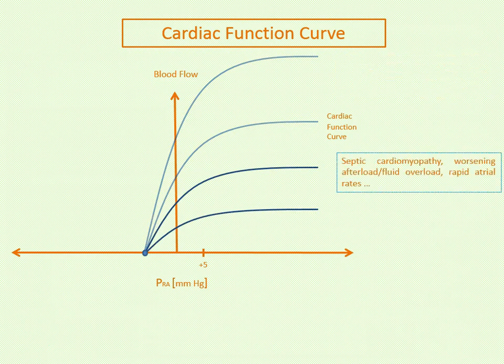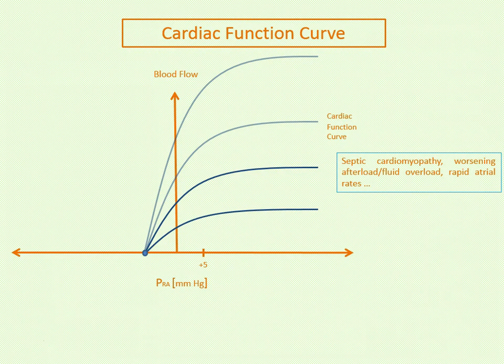Similarly, things that shift the curve down and to the right would be an evolving septic cardiomyopathy, worsening afterload, as I mentioned, but also worsening fluid overload, right? As you dilate the left ventricle from too much fluid, you start to get functional mitral regurgitation. You start to increase the wall stress on the left ventricle, which raises the left ventricular afterload. Rapid atrial rates will also shift the curve down and to the right.